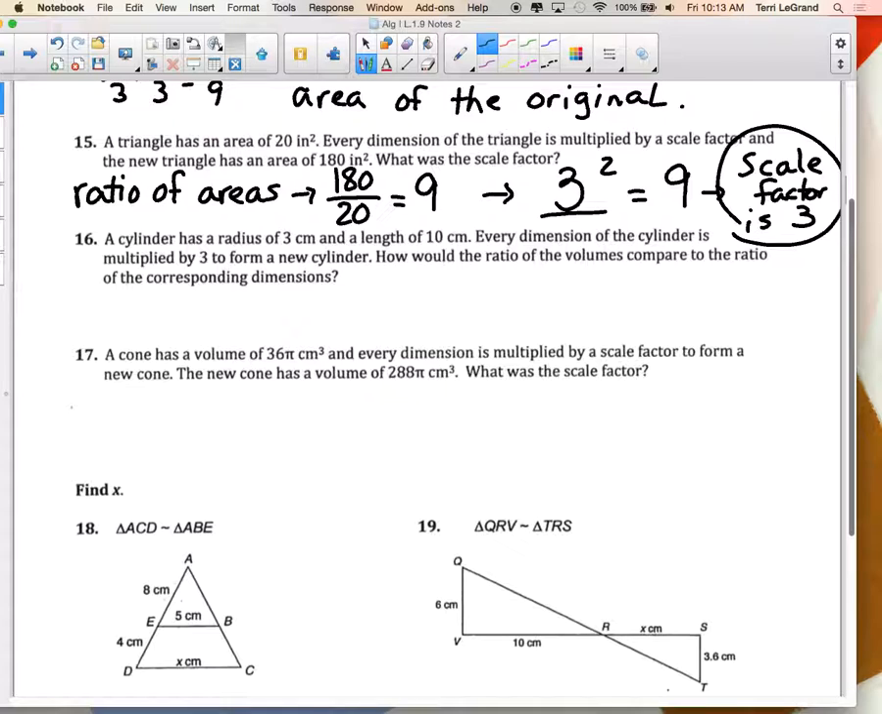We have a cylinder that has a radius of 3 centimeters and a length of 10 centimeters. Or in other words, it's 10 centimeters high. This would be laying on its side when we call it the length. Every dimension of the cylinder is multiplied by 3 to form a new cylinder. How would the ratio of the volumes compare to the ratio of the corresponding dimensions? Well, did they give us a scale factor? Yeah. Hallelujah. Okay, so scale factor is 3.